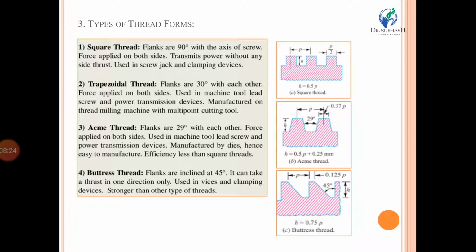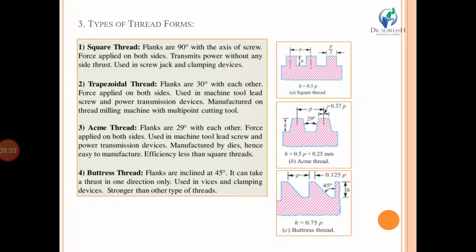The second type of thread is the trapezoidal thread, and the flanks or helices are arranged at 30 degrees with each other. Generally, as in the case of square thread, power can be transmitted in both directions using trapezoidal thread. So this is an advantage. It is generally used in machinery, machine tools, lead screws, that means in lathe machines, and small power transmission devices. It can be easily manufactured by simple tap and die, and on a lathe machine you can also cut this type of thread using cutting tools. So this is the trapezoidal thread.